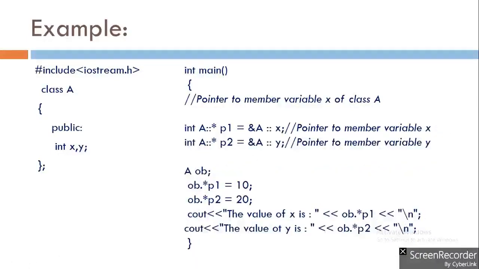Let's see the use of both of these operators with an example. Here I have declared one class A which has two public data members X and Y. In the main function, first of all we will declare a pointer to a member variable X of class A and a pointer to a member variable Y of class A.